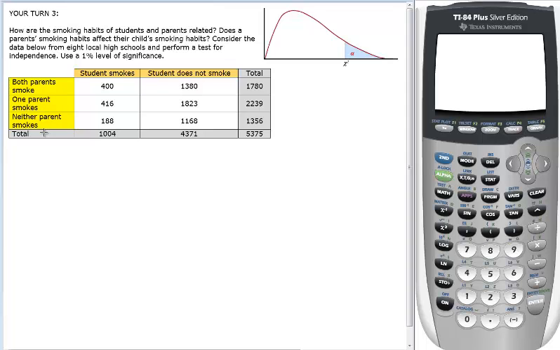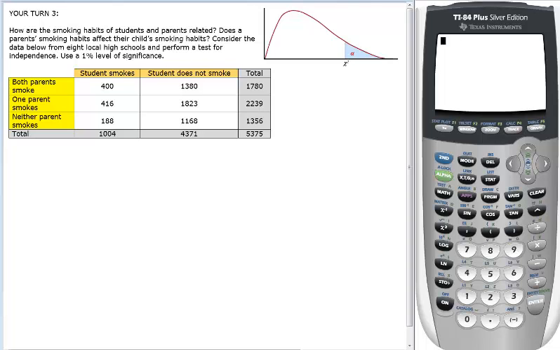So what we need to do is test this for independence. This is called a contingency table, relating one variable to another, and we want to see if those variables have an association, a relationship. So we're going to use the 5-step process, and let's get started.